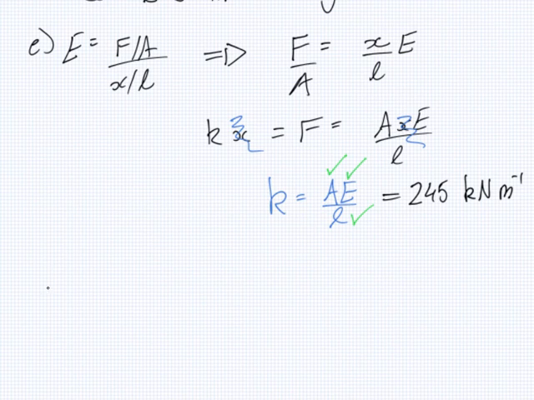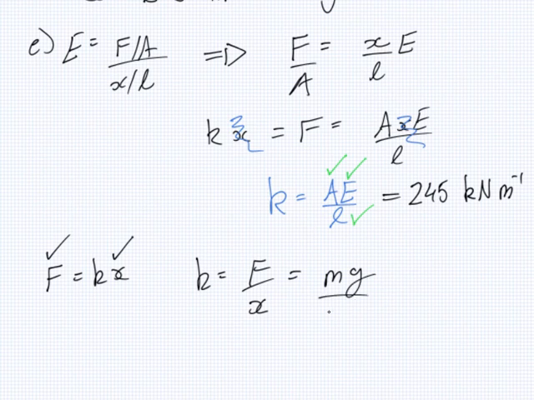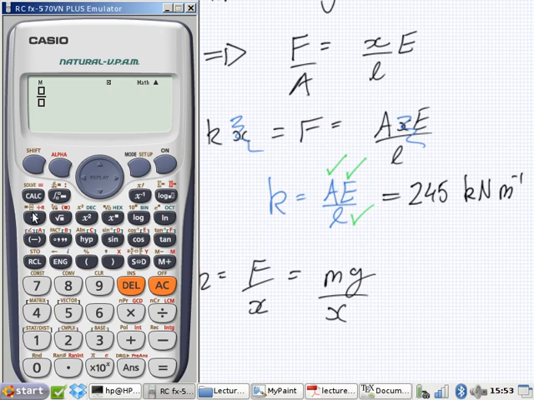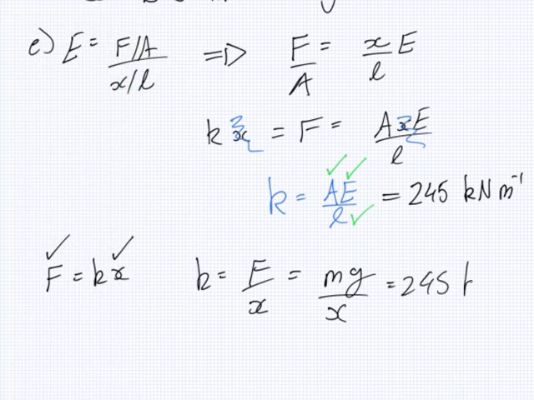As Bruce reminded me, F is equal to Kx, and we know the F and we know the x, so we can say K equals F over x, and F is equal to mg over x. So let's see if we get the same answer. What's the m here? 0.1. The g, and the extension was 4 micro. Ta-da! Same answer, 245 kilonewtons per meter.